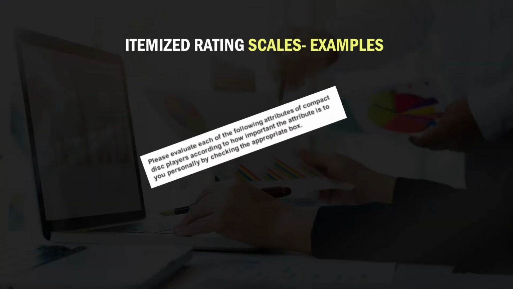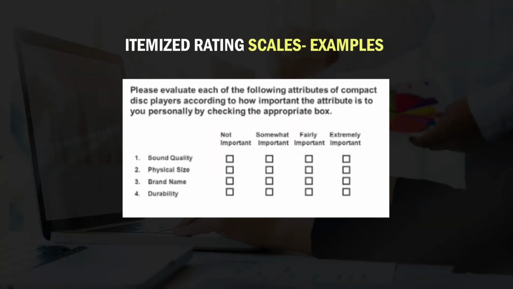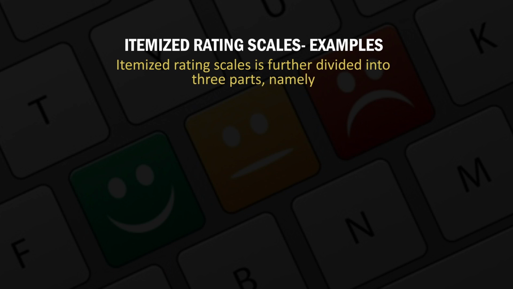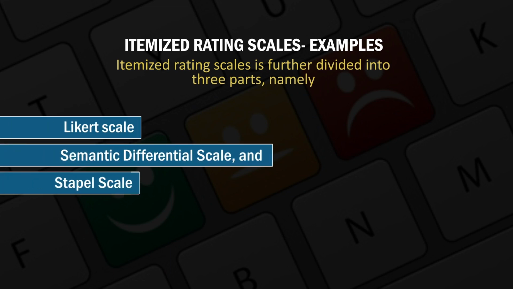So an itemized rating scale example is that you have certain heads called sound quality, physical size, brand name, durability. You can have certain heads as the parameters, rather we can say not important, somewhat important, fairly important, extremely important. So you can very easily, on the basis of these important attributes, check the appropriate box. So this is the model, and itemized rating is further divided into 3 parts: Likert scale, semantic differential scale, and stepped scale. So we are going to take these 3 important rating scales, which are quite omnipresent and frequently used, on a one-to-one basis with the help of certain examples.